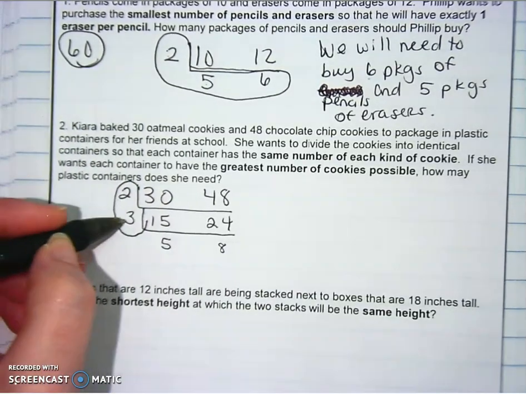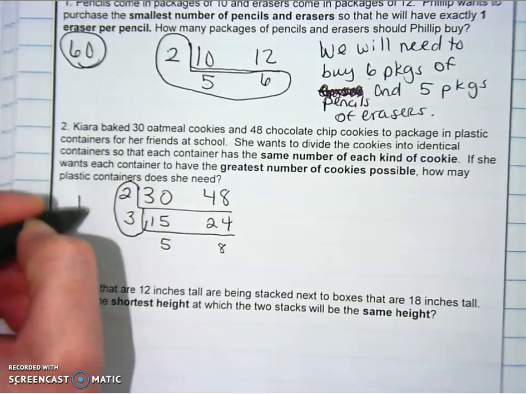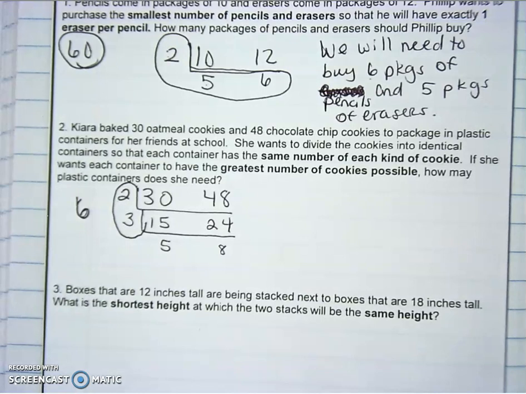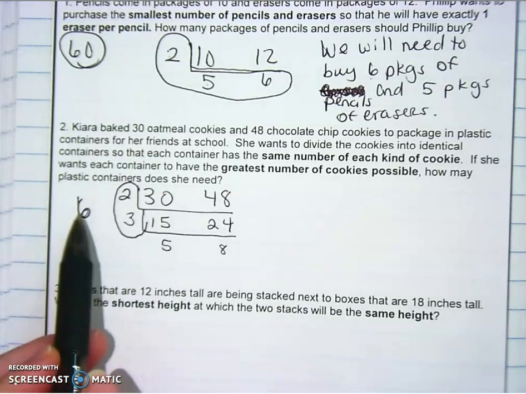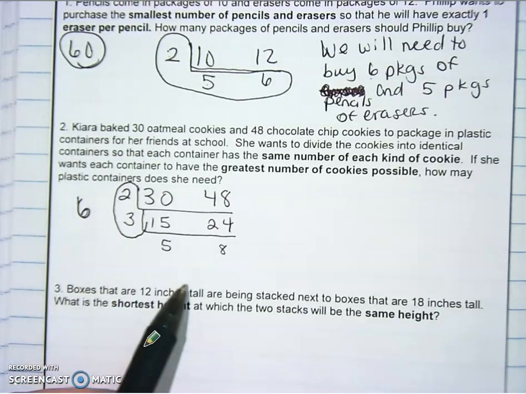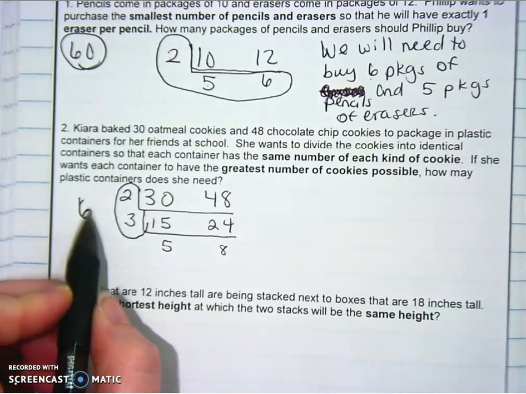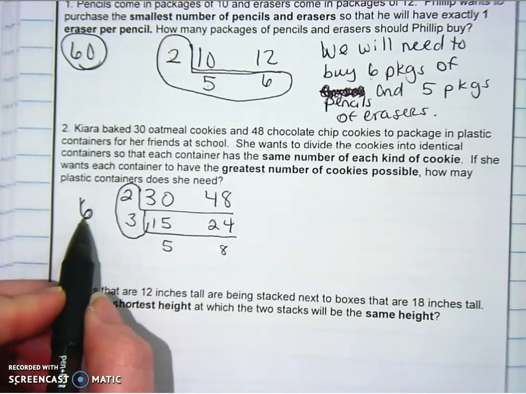And 2 times 3 is 6. Okay, so our greatest common factor for 30 and 48 is 6. Okay, so that means that I can take 6 plastic containers and have the same amount of cookies in each one.